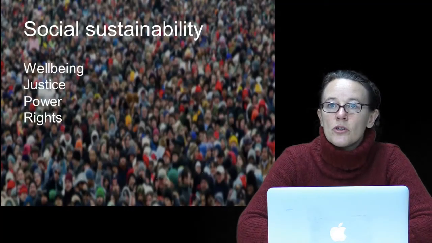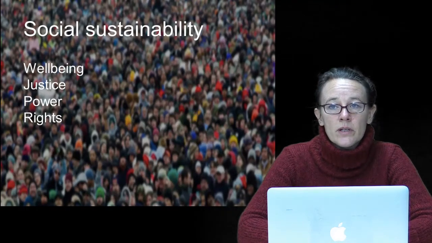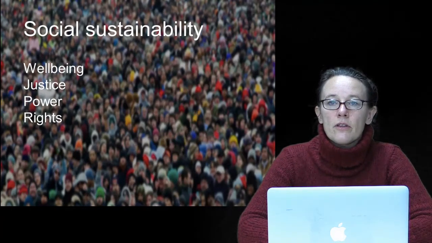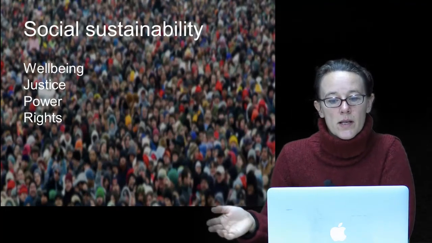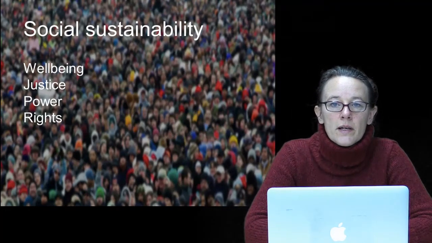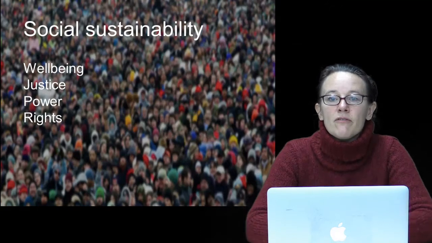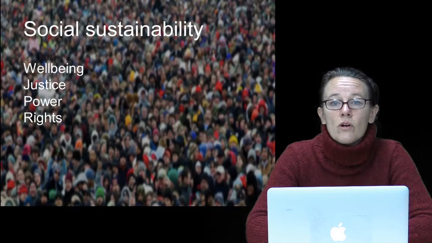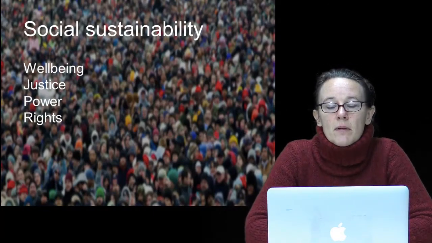Several concepts are used in relation to this concept. One is well-being, and I have already mentioned that. The other one is justice, and the third one is power, mostly linked to who has the power and who has not the power. And the fourth one is rights, focusing on the basic rights and human rights that have been defined in several international conventions. So these four concepts frame what social sustainability is about.